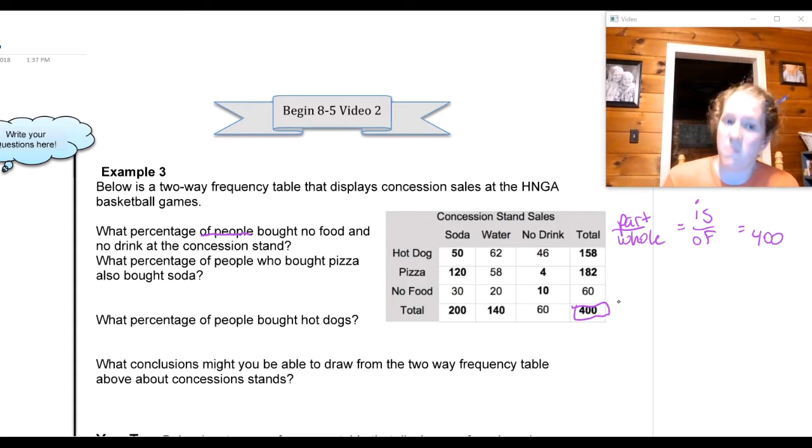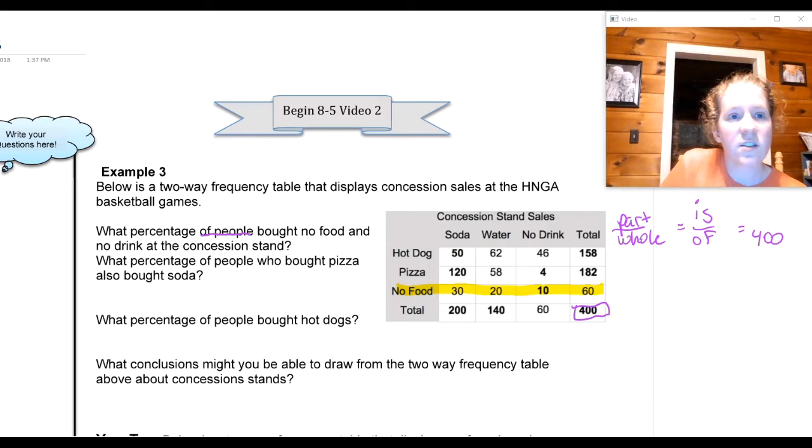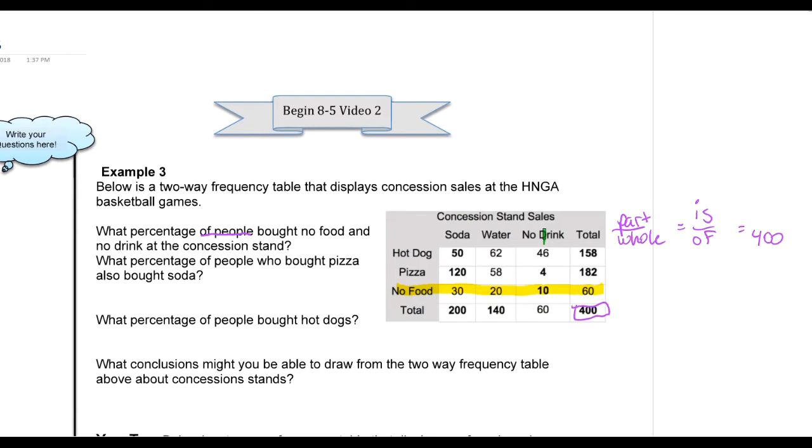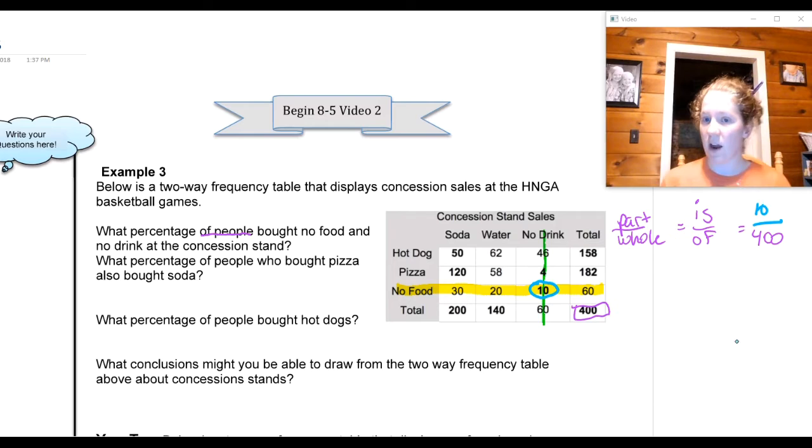So 400 people, because that's the total number of people that visited the concession stand. It wants to know who bought no food and no drink. So to find that information, I'm going to look at this row that's got no food, and I'm going to look at this row that has no drink, and I'm going to see where those two cross, and that's the joint frequency that I'm interested in. That is going to be the numerator of my fraction.